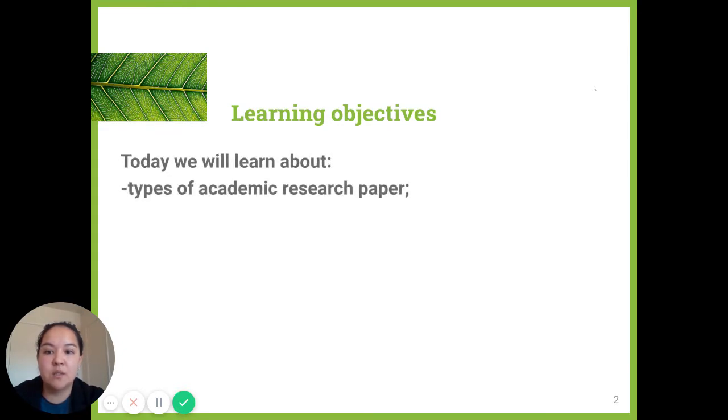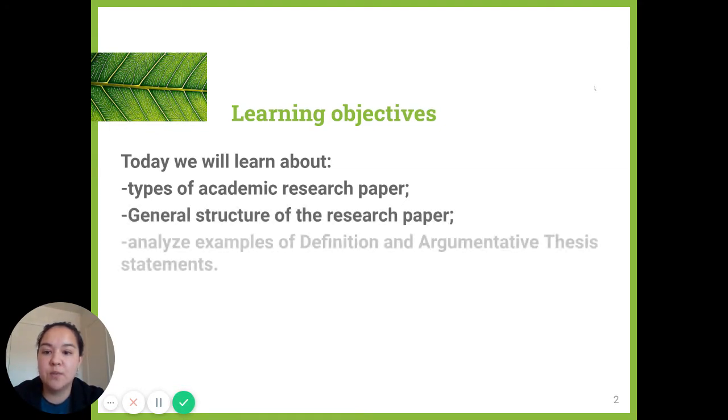We will learn about types of academic research paper, the general structure of the research paper. We will analyze different examples of definition writing and argumentative writing. We're going to look at the thesis statements and hooks as well.